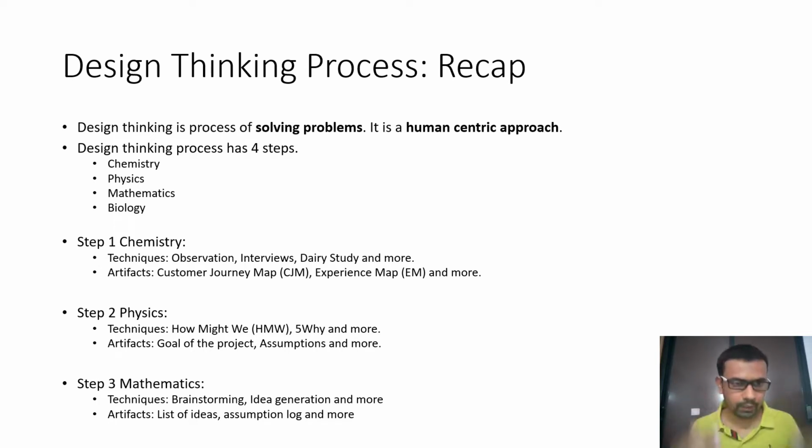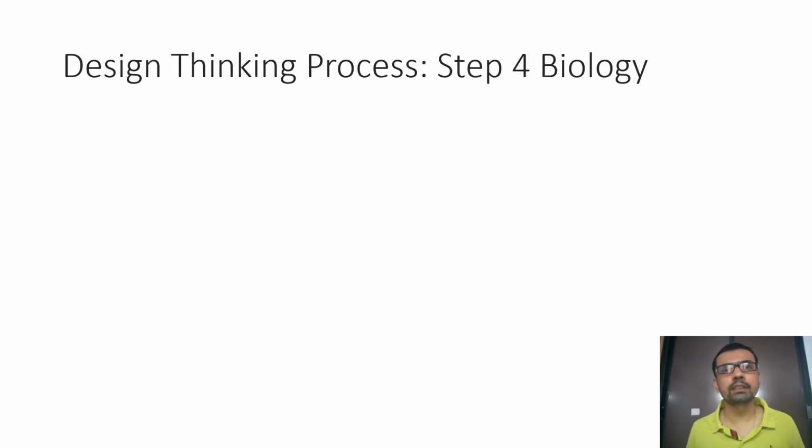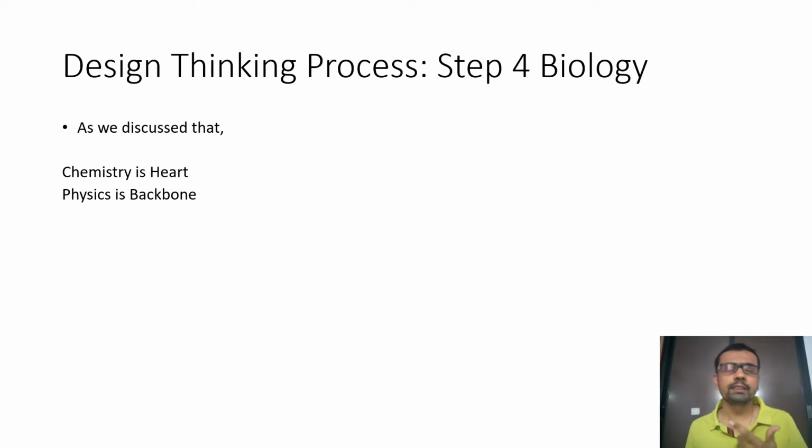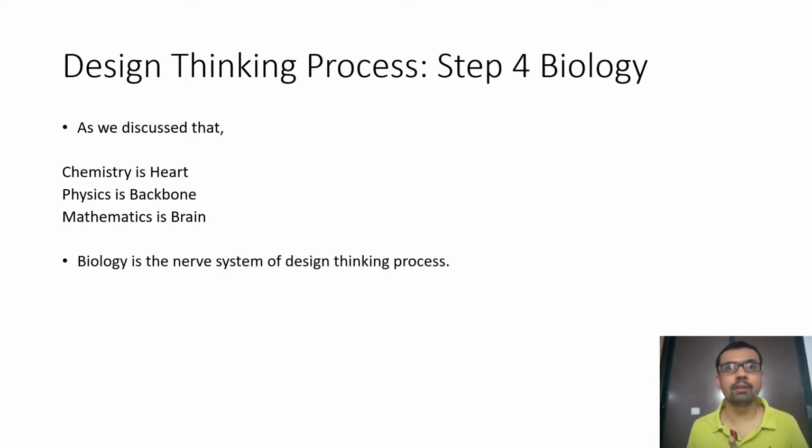These are the quick recaps and bullet points that we discussed till now for our design thinking process. Today we will discuss step number 4, and that is biology. As we discussed in the past, chemistry is the heart of design thinking, physics is the backbone, mathematics is the brain, and today's biology is the nerve system of design thinking. All four are equally important, and we cannot skip anything in the process.